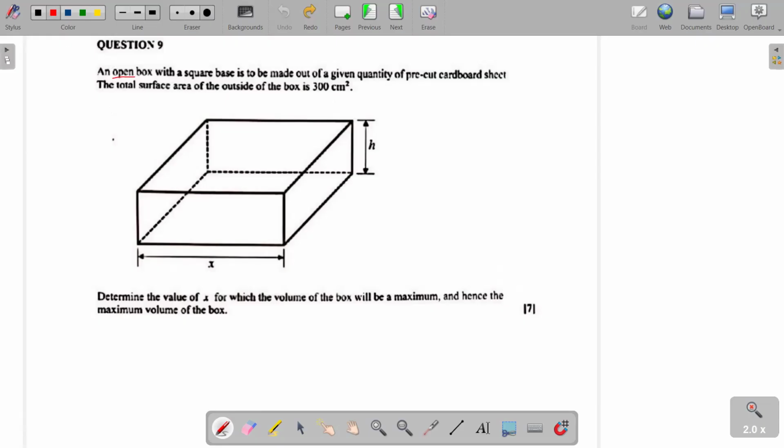They said an open box, meaning the top of the box won't have anything. So the box will have how many faces: one, two, three, four, and the base. The top won't be there. So with a square base, made out of a given quantity of precast cardboard sheet, the total surface area of the outside of the box is this one. So what we are given is the total surface area of the board.